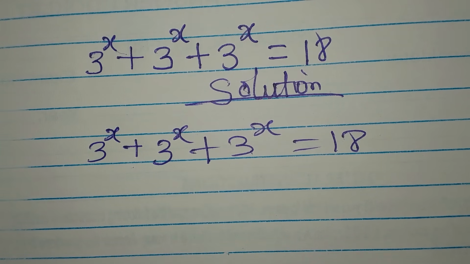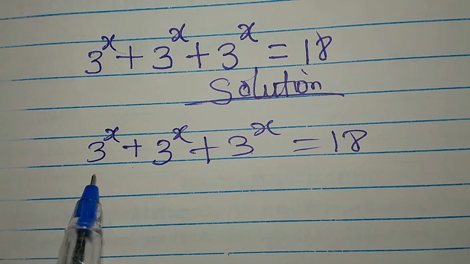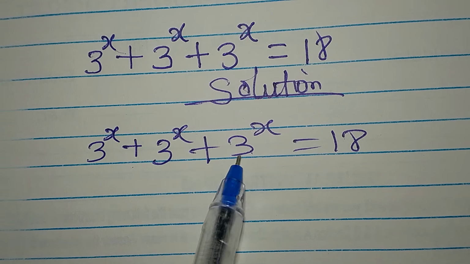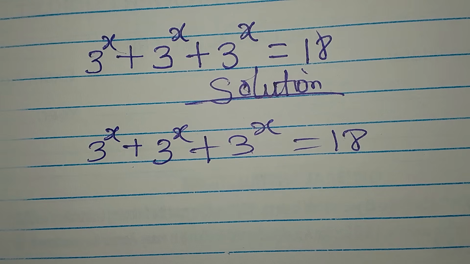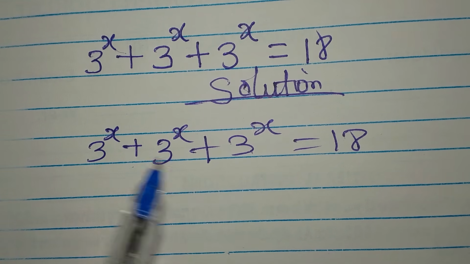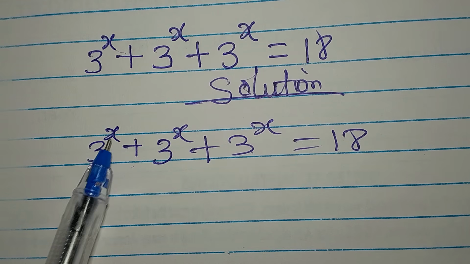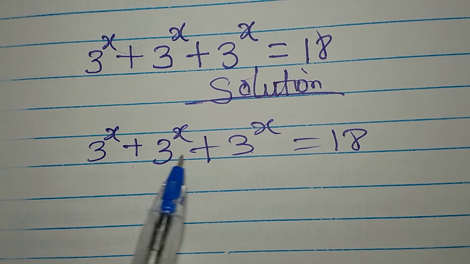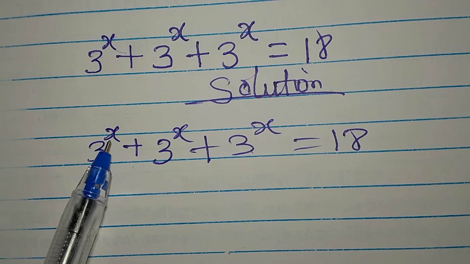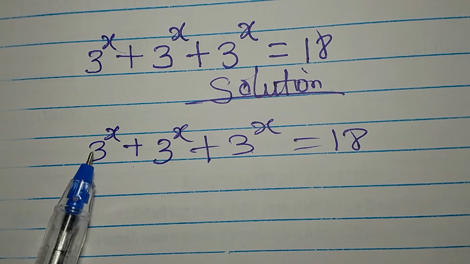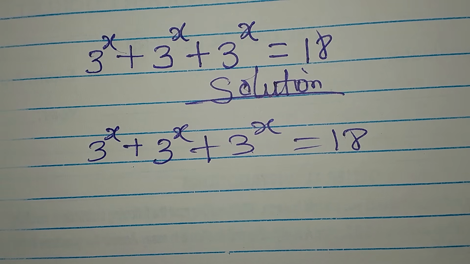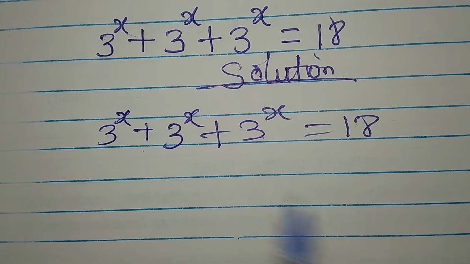Hi everyone, we want to solve 3 to the power of x plus 3 to the power of x plus 3 to the power of x equals 18. Now this is not something you can think and know. If you put x to be 1, it's going to be 3 plus 3 plus 3, and that is 9. If you put x to be equal to 2, then you're going to have 9 plus 9 plus 9, and that is 27. So we cannot think and know the value of x here.